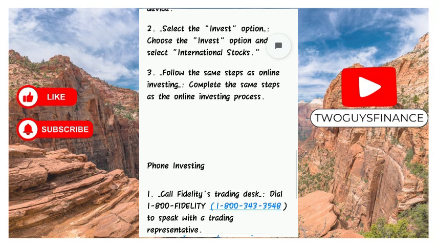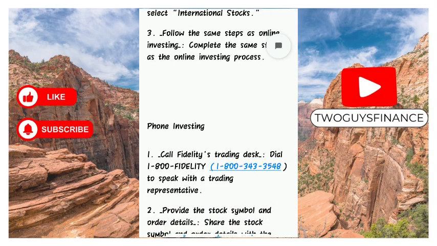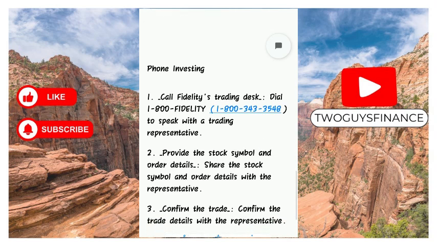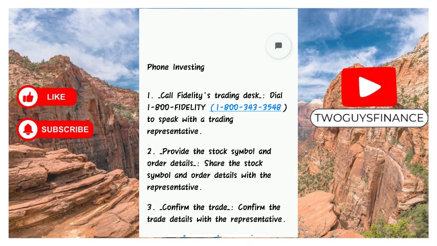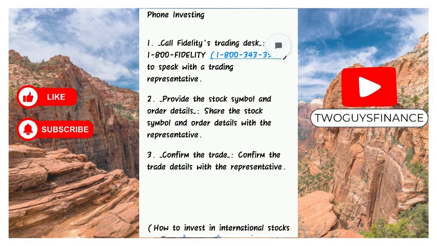Now for phone investing, which is the third method, all you've got to do is call Fidelity's trading desk. The number is right there on the screen, and that's going to connect you to a trading representative. All you've got to do is share the stock symbol and order details with the representative, and they're going to help you do that. And then just confirm the trade once everything is set up.